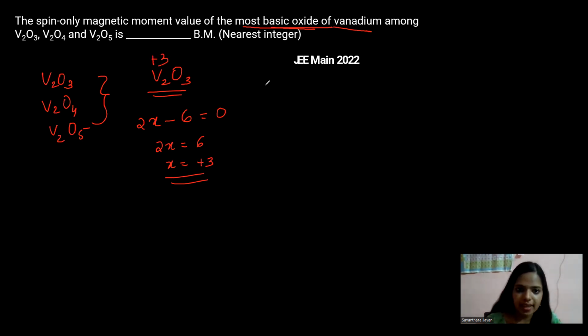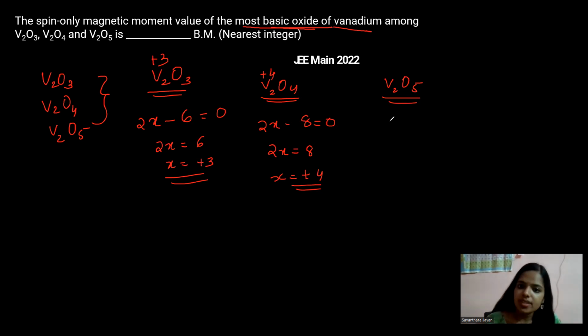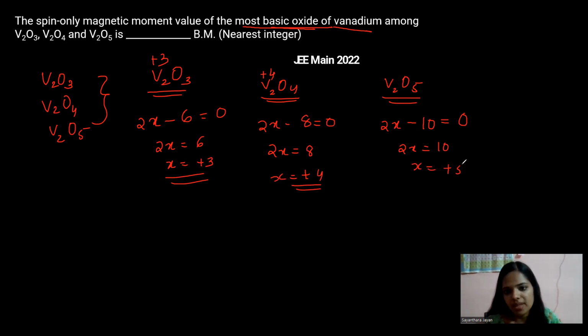Now I'm taking the second oxide, that is V2O4. Calculate the oxidation state: 2x minus 8 is equal to 0, 2x is equal to plus 8, x is equal to 8 by 2, which is plus 4. So the oxidation state of vanadium in V2O4 is plus 4. Now I'm taking V2O5. The oxidation state of vanadium here is 2x minus 10, 5 into minus 2, that is 10, is equal to 0. 2x is equal to 10, x is equal to 10 by 2, that is plus 5. So here the oxidation state of vanadium is plus 5.